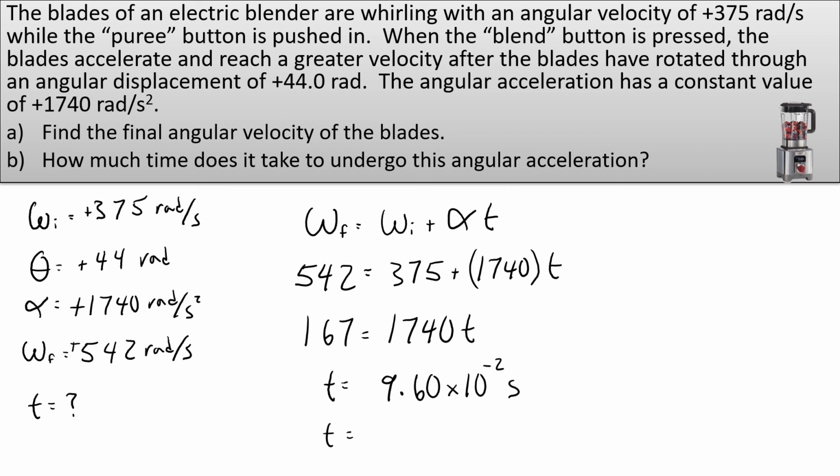I was about to write it like this: 0.096 seconds. So a very short amount of time to go from that puree function to the blend function, which is what we want. We don't want a big lag time for it to accelerate. We got food to make here. Looks like they're making a nice smoothie in that blender.